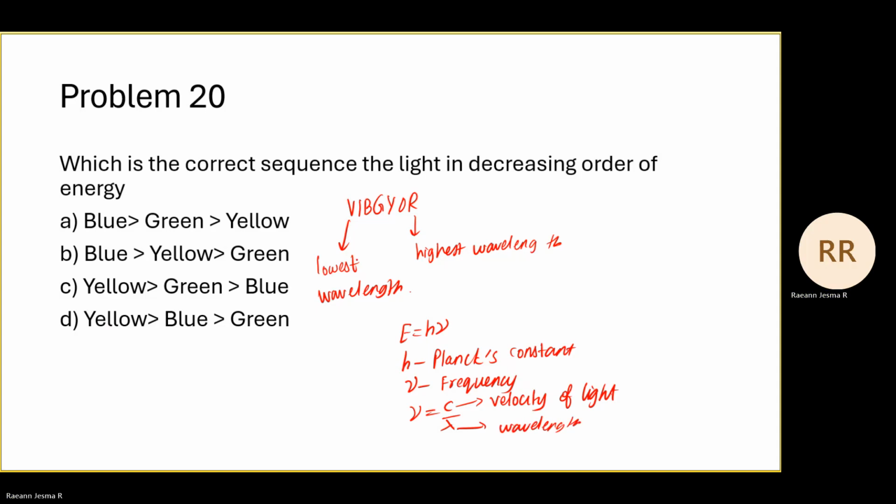Right. So if it has higher wavelength, it means it has lower frequency, which means it has lower energy. Okay. So this is the highest wavelength, so we can say it is low frequency. This is high frequency, low energy, and this is high energy. So if you are looking in terms of energy, blue greater than green greater than yellow. So the correct answer is option A.